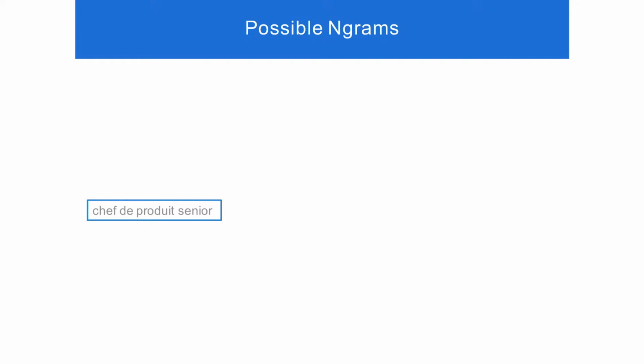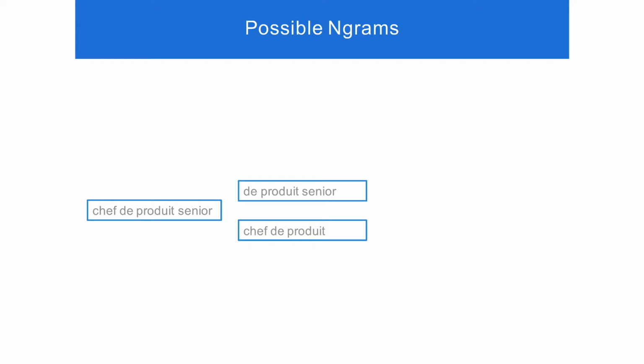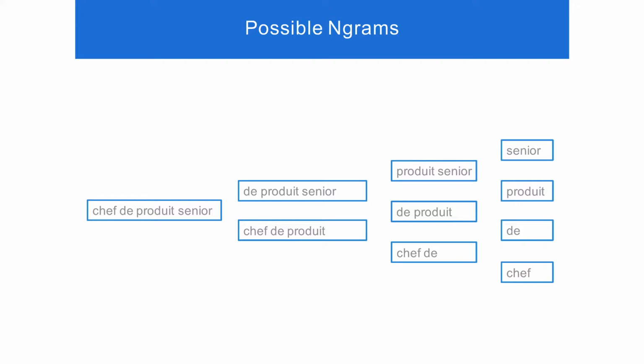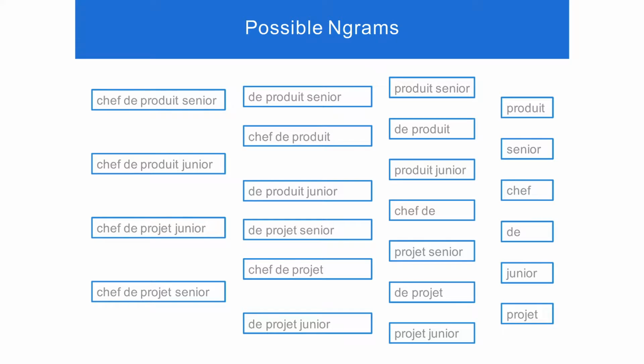So first, I'd like to review the universe of possible n-grams. If we look at any given job title, say chef de produit senior, this is a 4-word job title, so it's naturally going to have one 4-word n-gram, namely the entire job title. It will have 2 3-word n-grams, which are basically just the runs of 3 words within the title. And similarly, 3 2-word n-grams and 4 1-word unigrams. So if we take the union of this across all our input job titles, we'll get our universe of possible n-grams.